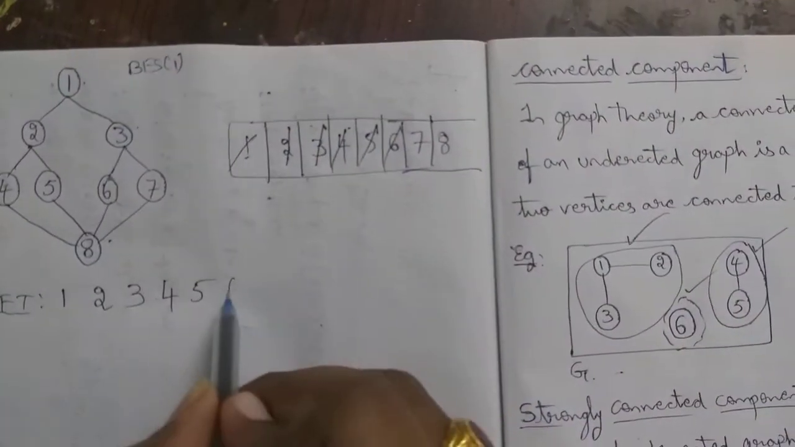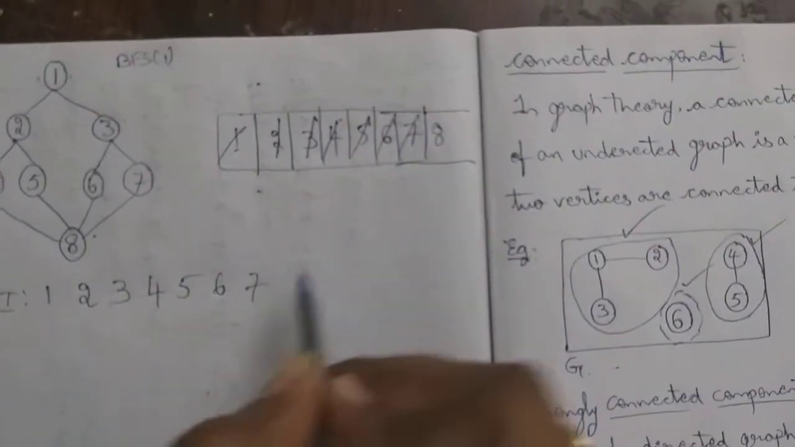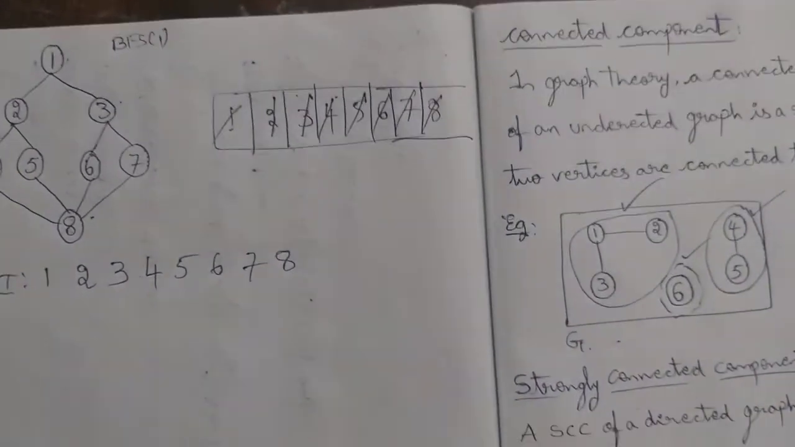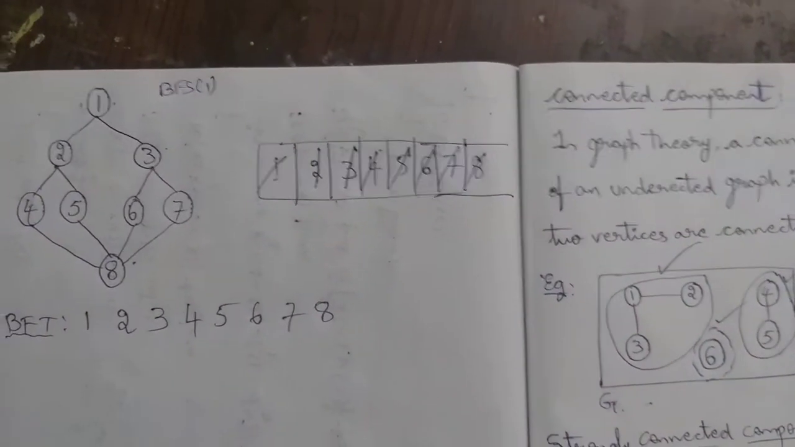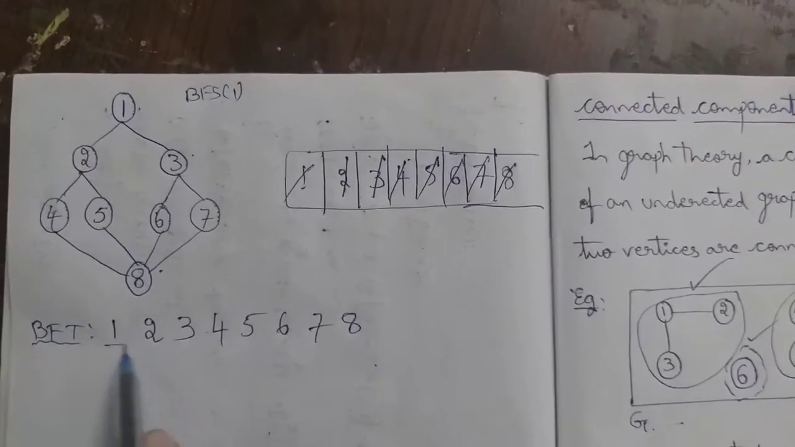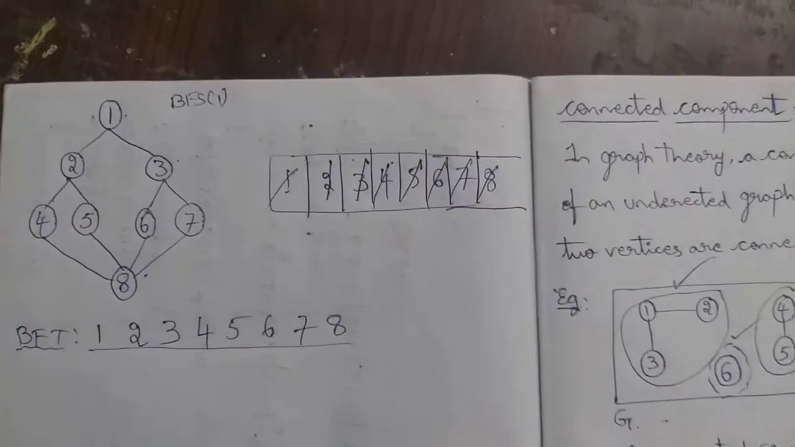6 is popped, treated as visited. 7 is popped and treated as visited, and at last 8. Therefore the BFS traversal for this given graph is 1, 2, 3, 4, 5, 6, 7, 8, and this is one of the possible BFS traversals.